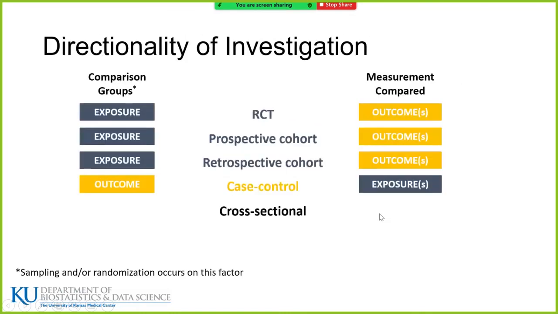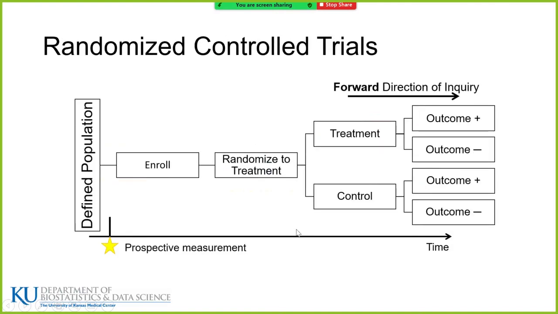A cross-sectional study is a non-directional study. You typically have measures of several different exposures and several different outcomes, and you're looking for associations.